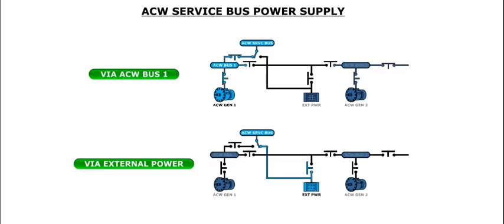An AC wall service bus normally provides power for high draw items such as the galley and AC wall service plugs. Normally, the AC wall service bus is powered by AC wall bus 1 when the engines are running, or AC external power is used.